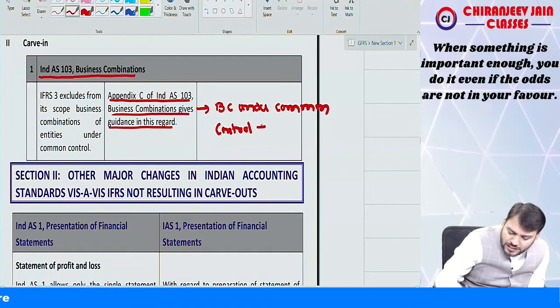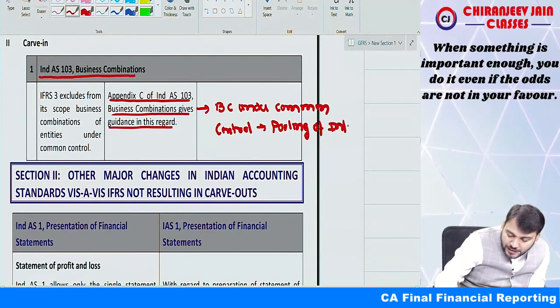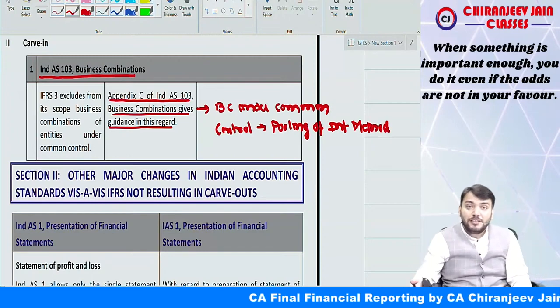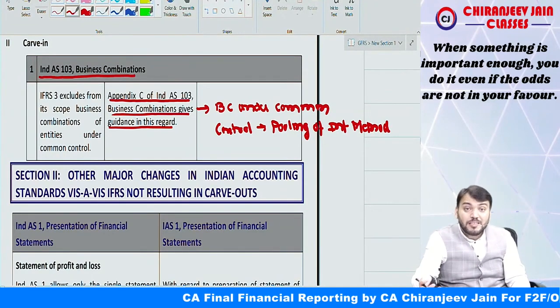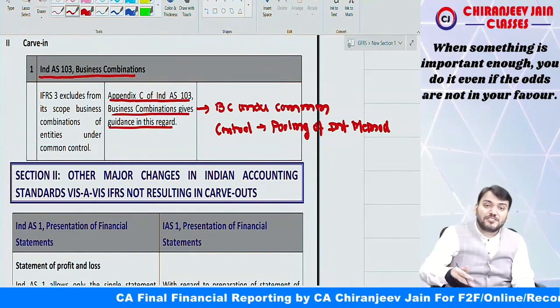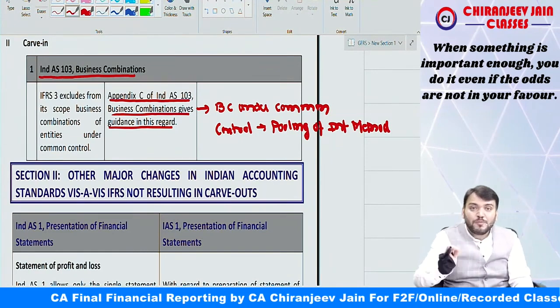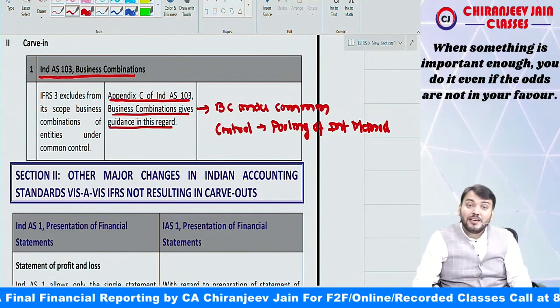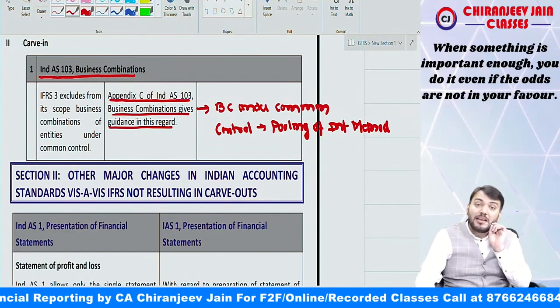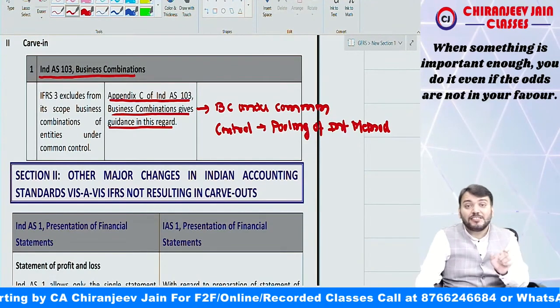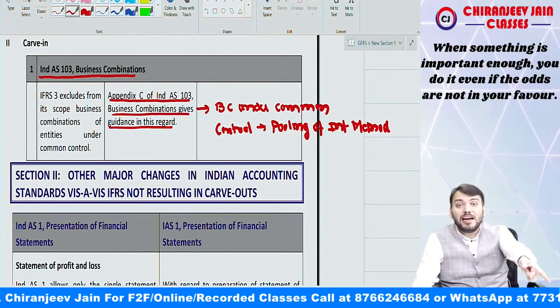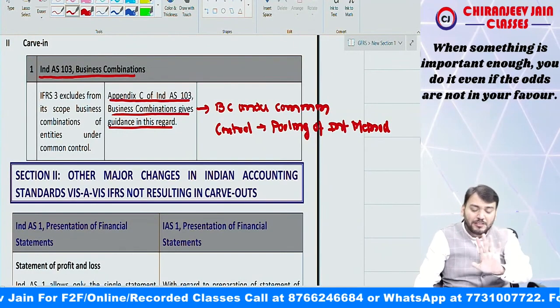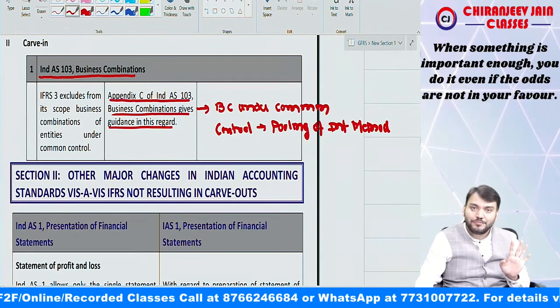Under common control they have said to use the pooling of interest method. Pooling of interest method means what? All assets and liabilities of the transferor company will be incorporated in the financial statements of the transferee company at book value. Correct? Reserves need to be maintained, and any difference between purchase consideration and share capital of the transferor company will be adjusted in capital reserve. If you remember, this is business combination under common control.